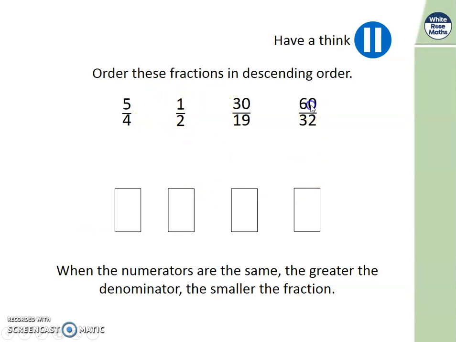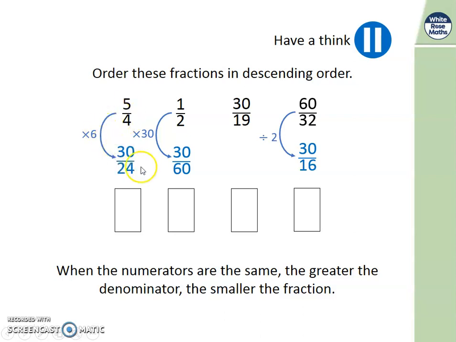You should see that we could take this one, and if we halved it, we'd get 30. So if we halve the bottom, we get 16. So it's 30 sixteenths. This is 30 19ths. What would we do to 5 to make to 30? Oh, we'll go for this one. 1 times 30 is 30. 2 times 30 is 60. And then this one. 5 times 6 is 30. And 4 times 6 is 24.